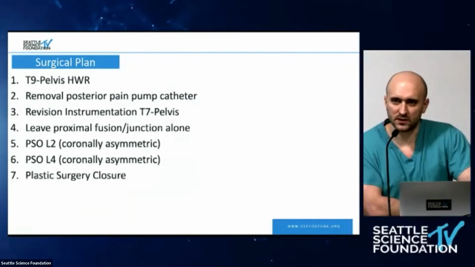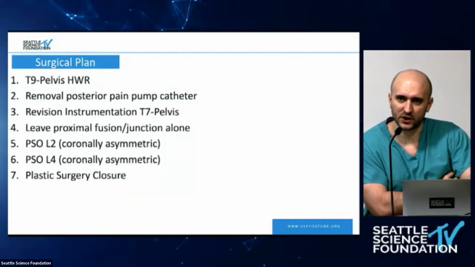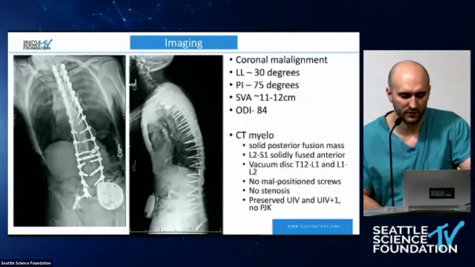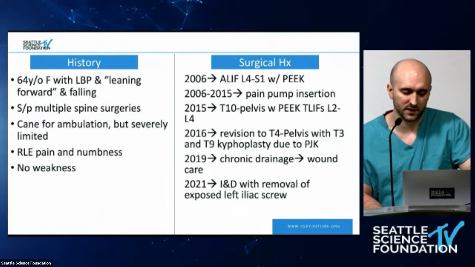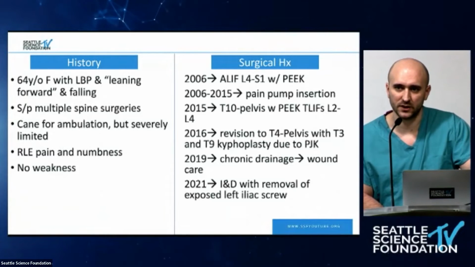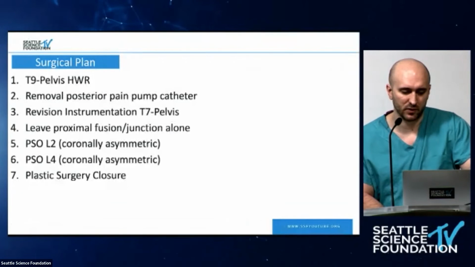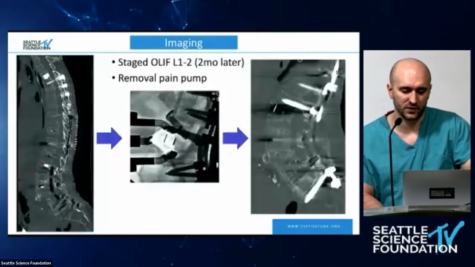And then the first stage, was it just a removal of everything to let the infection cool down, and then went back again for the PSO, or was the PSO done at the same time? So the patient was proven to be negative for infection and had a healed posterior wound. They had previously had an I&D with removal of the left iliac screw and long-term antibiotics. At that point in time, they were felt to be, quote unquote, healed from their infection. So we proceeded with the entire posterior plan here, before moving to the staged OLIF 2 months later for that anterior gap disc.